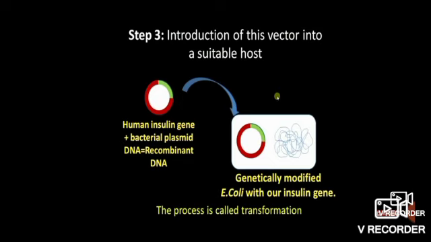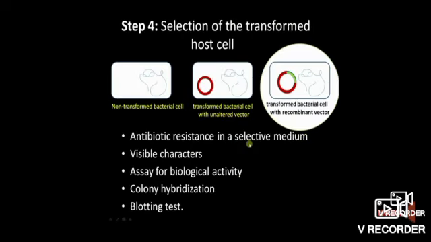So we now have a genetically modified E. coli, Escherichia coli bacterial cell, with our insulin gene inserted inside the vector. So step 3 is over. The process is called transformation. This is a transformed cell, a bacterial cell.